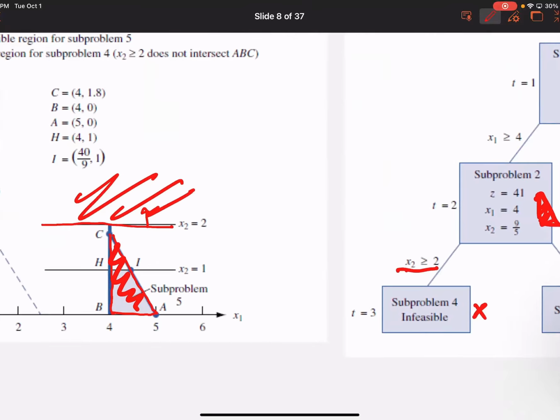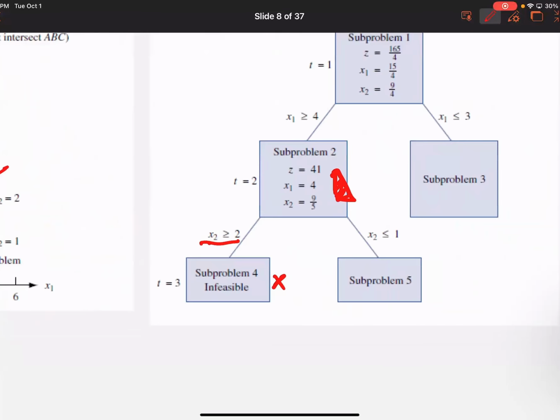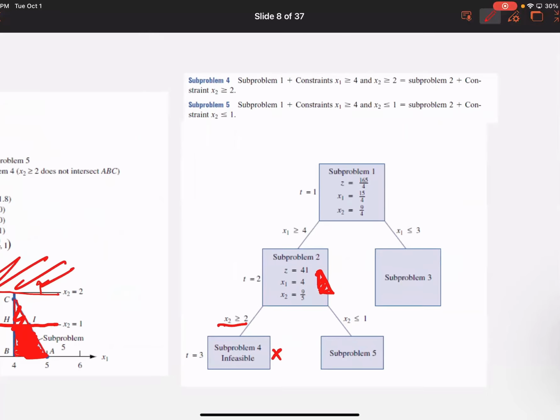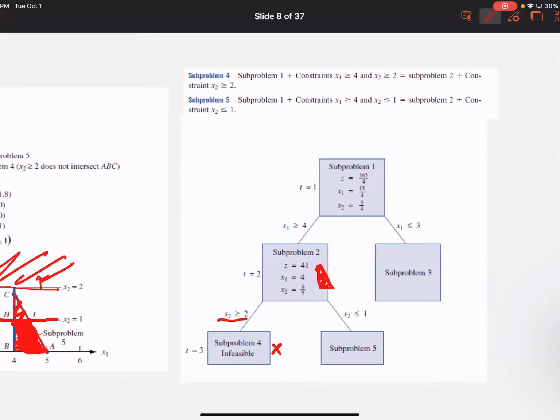How about this one? It says the original plus x2 less than or equal to 1. This is your new subproblem 5. So subproblem 5 is subproblem 2 plus the new constraint x2 less than or equal to 1. And subproblem 2 itself was the original problem plus x1 greater than or equal to 4, which led to that triangle.